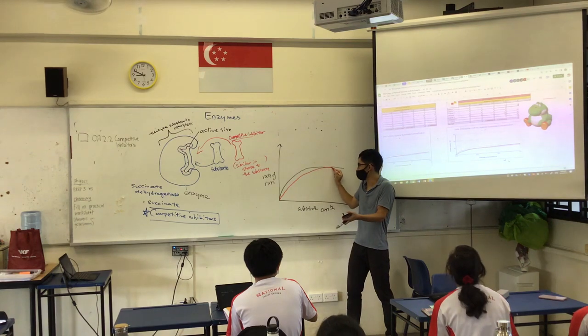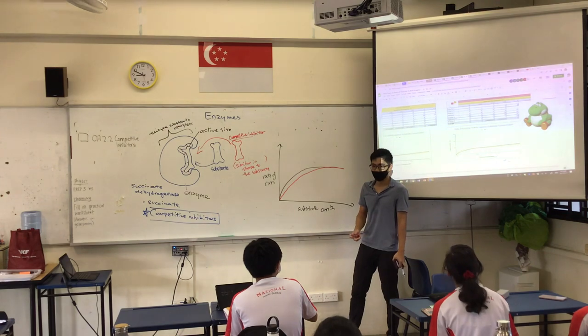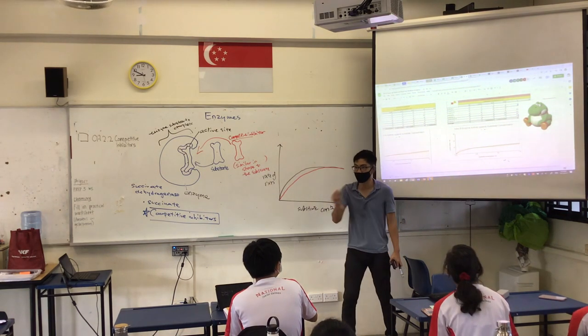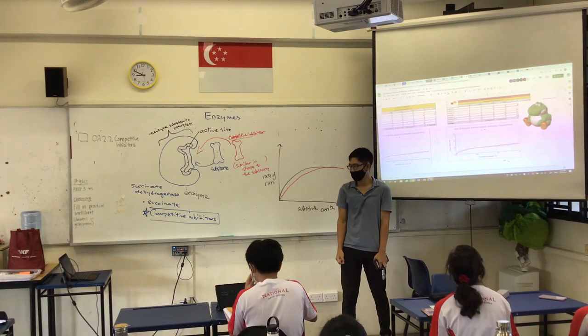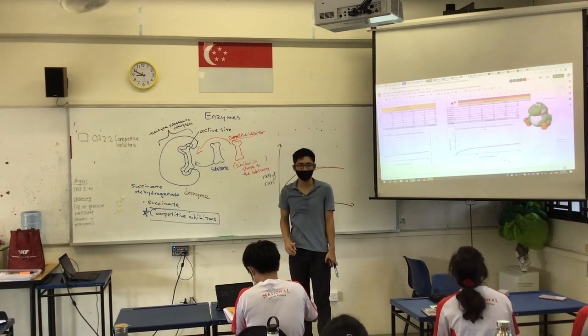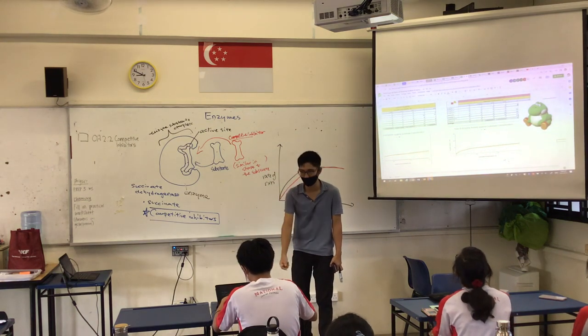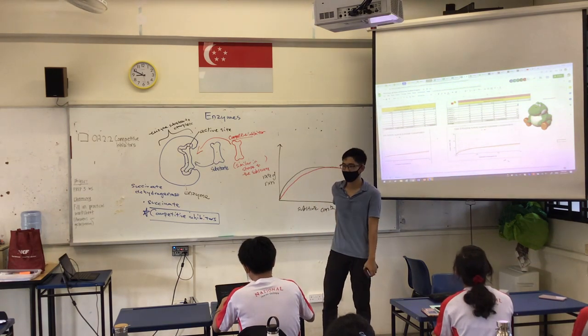Notice that you will eventually reach the amount that you originally got. Because as you increase the amount of substrate, the probability that you will grab a substrate increases also. So what's the learning point here? If there are ever competitive inhibitors among the enzymes, the problem can be solved by increasing the amount of substrate, because you can eventually reach your original amount.